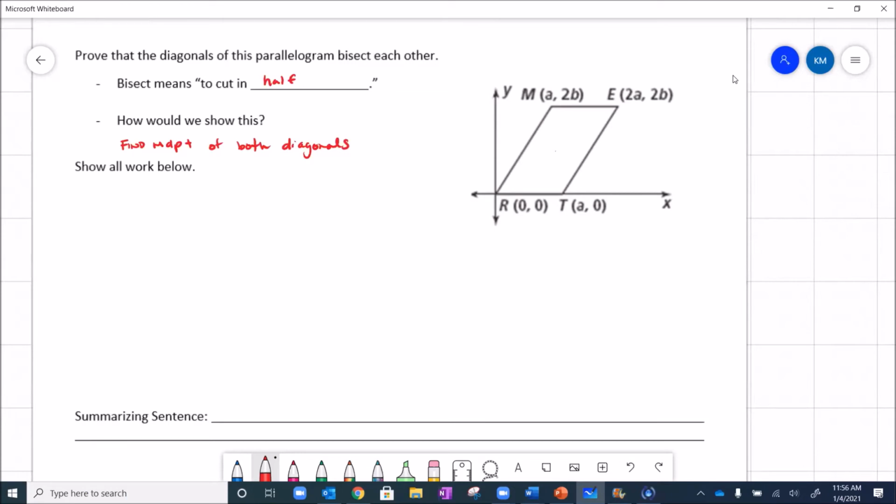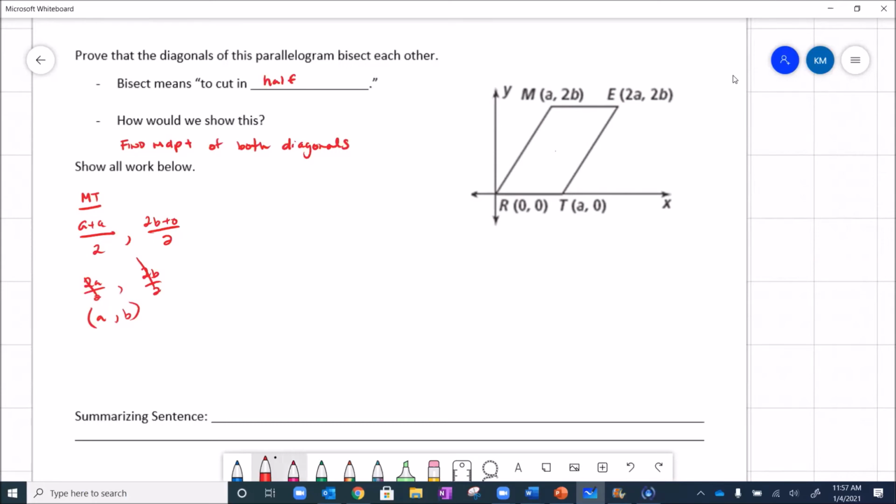Okay, so if I'm looking for the midpoint of MT, okay, so MT, my X values here are A for both of those. So A plus A over 2, comma, my Y values, 2B plus 0 over 2. So that gives me 2A over 2, gives me just A. And 2B over 2 gives me just B. And so my midpoint of MT is (A, B).